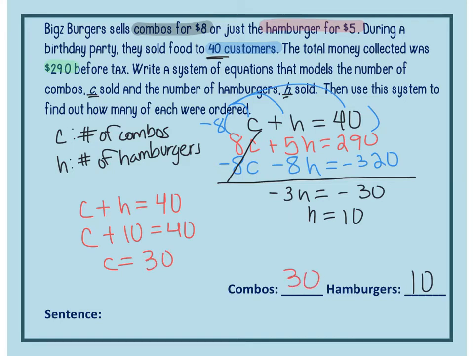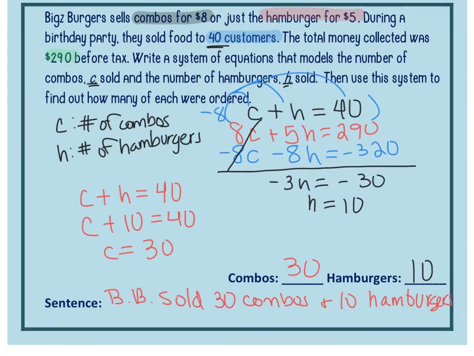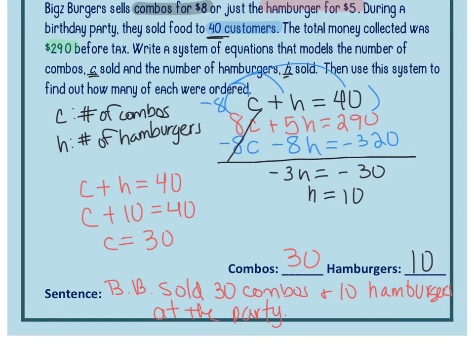So when we ask for a sentence, Big's Burgers sold 30 combos and 10 hamburgers during the party. So again, we're just going to come back with our answers and we're going to write a sentence with it.